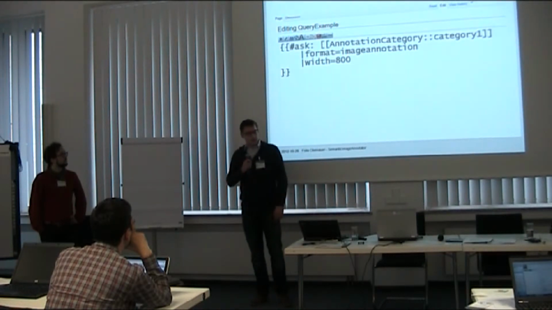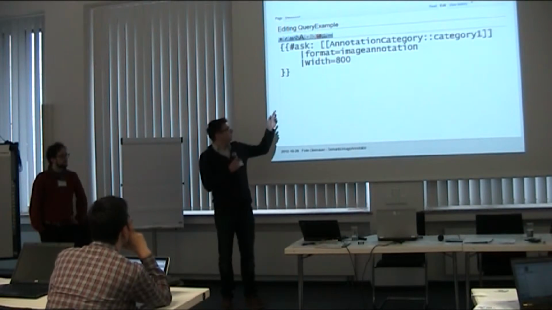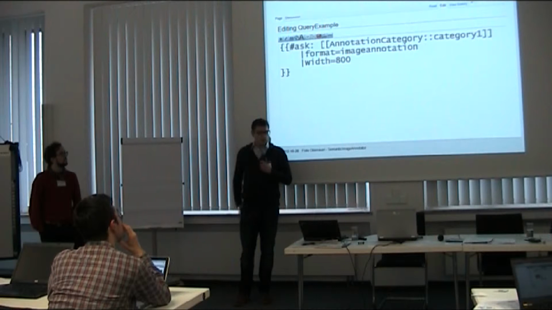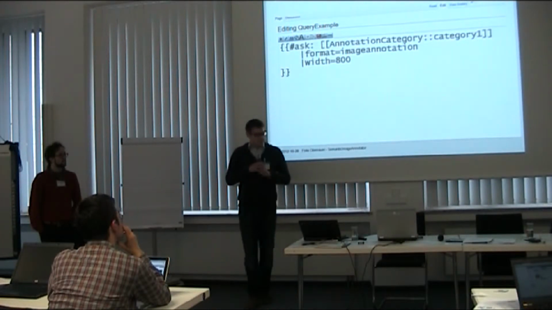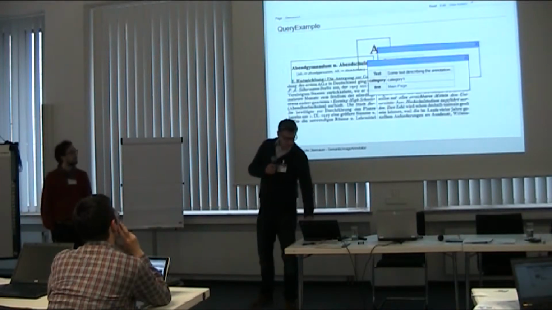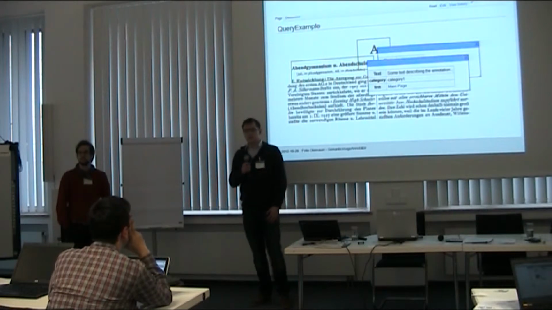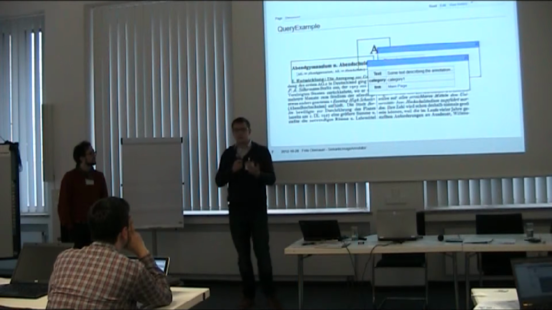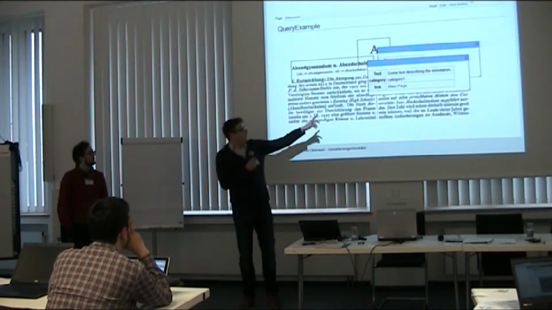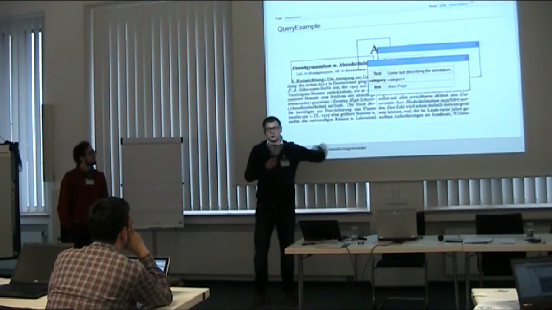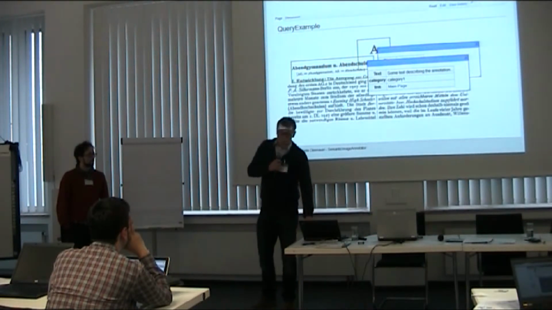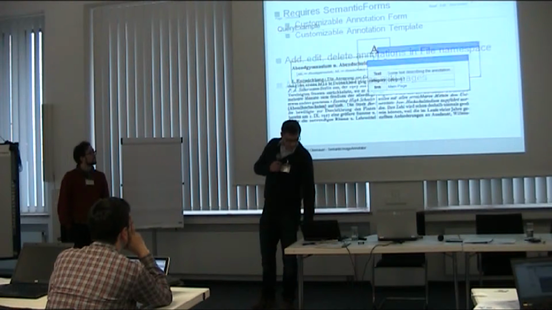And then you can, on any wiki page, do an ask query and use the format image annotation, which is a result printer that is part of the extension. And then the result will look like this. So you will get the image displayed on your wiki page, and you will get, of course, the annotations that are returned highlighted. And then you can click on them, and it will open up these windows which you can drag around. Yeah, that's basically the functionality so far.